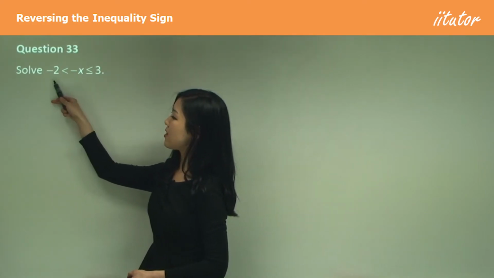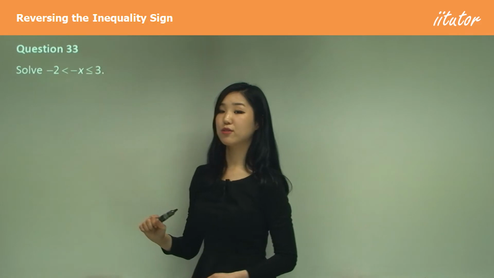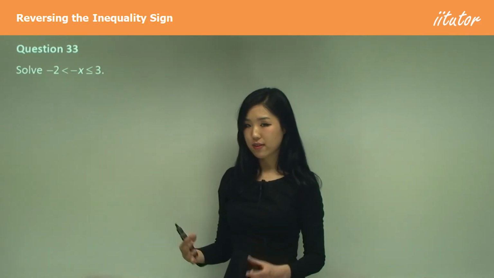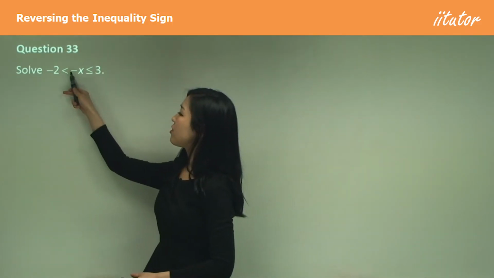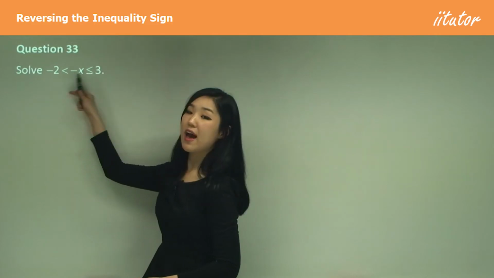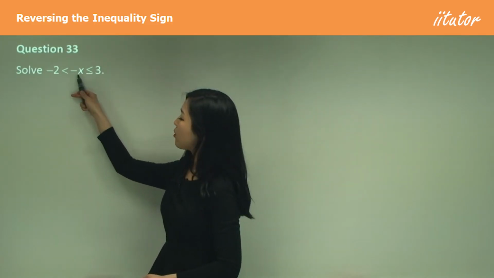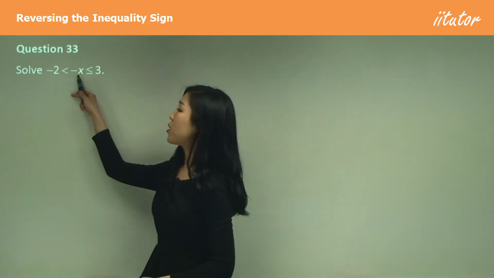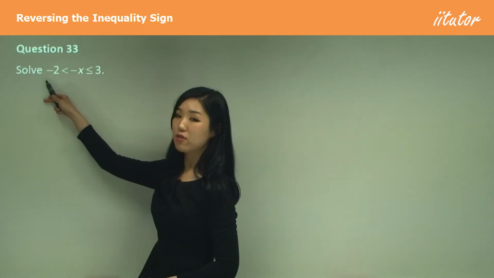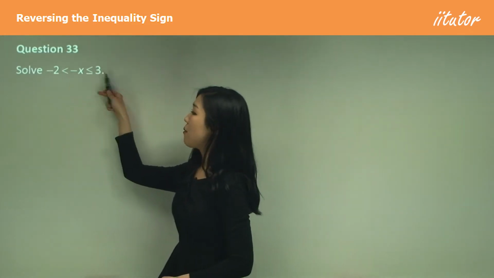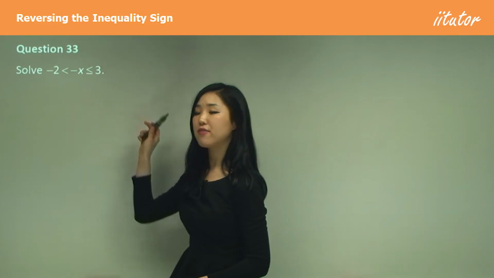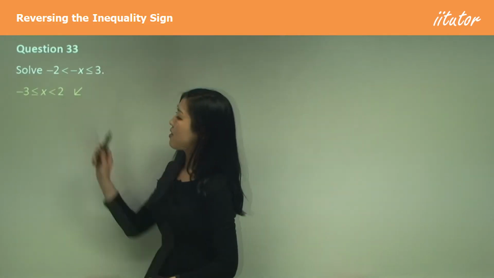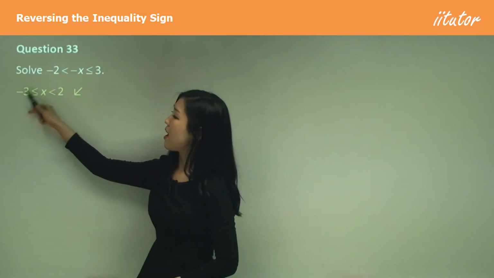Negative x is greater than negative 2, but less than or equal to 3. When we have something like this, guys, whatever you do to this, you must do it to all the outer sides. So see how I don't want the negative there? I'm going to move the negative here, and you must also do that to here. But because it's negative, I must reverse the sign like this. That's how I get negative 3 and positive 2.